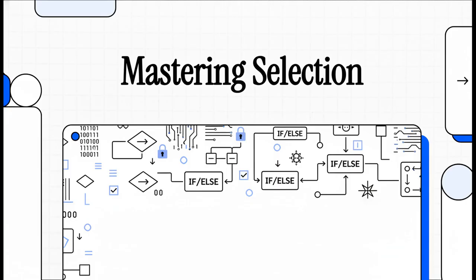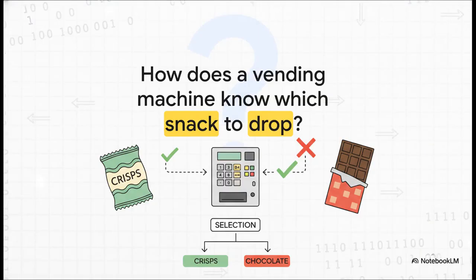Let's dive right in. Before we even look at a single line of code, let's think about this for a second. You walk up to a vending machine. You press B4. How in the world does it know to drop your bag of crisps and not, say, the chocolate bar next to it? Well, that machine is making a choice, right? It's making a decision based on what you told it. That right there is selection in a nutshell, and it's exactly what we're going to break down today.